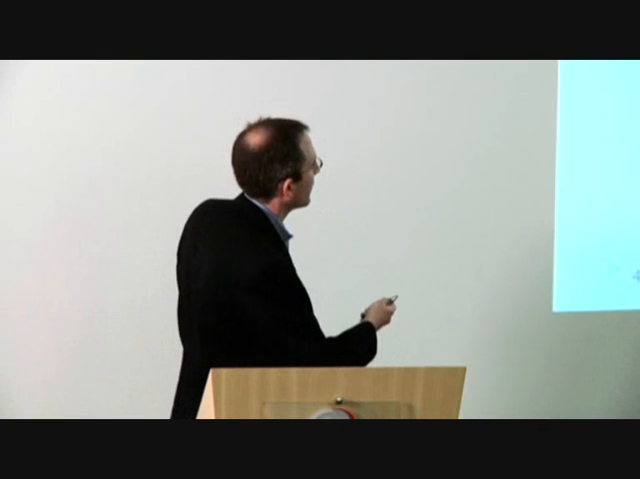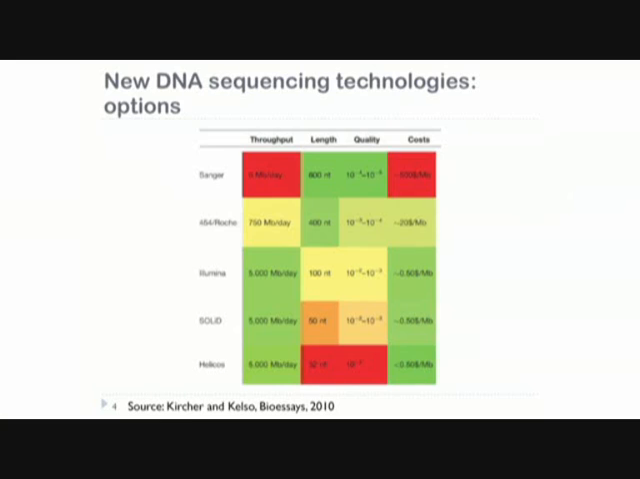These technologies generate massive amounts of data relative to Sanger sequencing, and I've listed some of these technologies here and focused just on these 2 columns. Whereas a fully operational Sanger enterprise could generate about 6 megabases of sequence a day, some of these new technologies generate about 1,000 times as much data, 5,000 megabases a day, and this number is increasing exponentially.